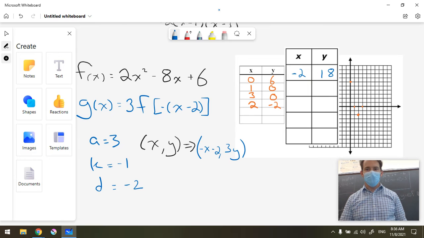Oh, a d of negative 2? Yeah, that moves it positive 2. I have to remember that's a sign flipper.